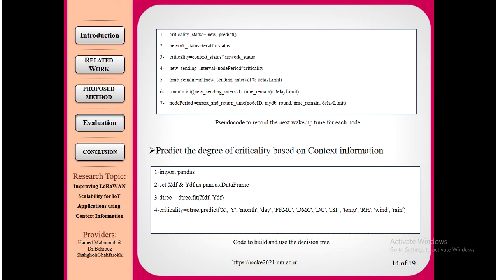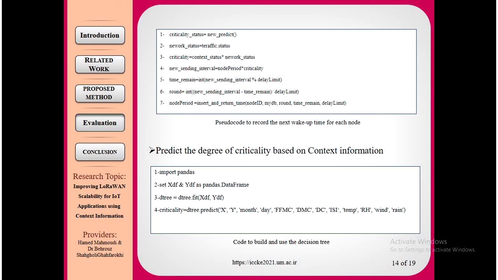This slide shows some of the code and pseudocode used in the evaluation of the proposed method. In the first row, the new prediction is obtained from the context in rows 2, 3, 4, 5, and 6. Then we make the parameters that we need to pass to the insert and return time function. And the last row sets the node period by the calculated time.